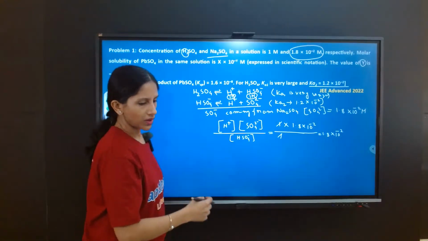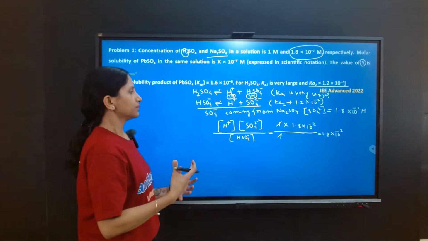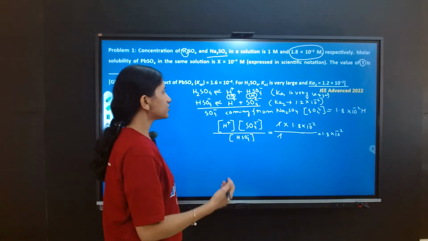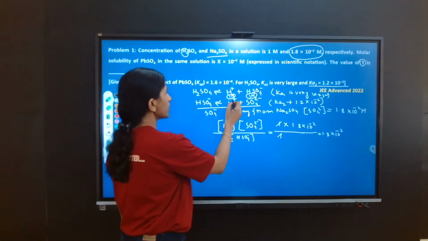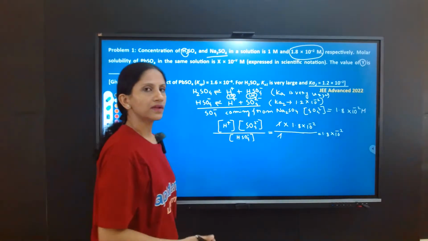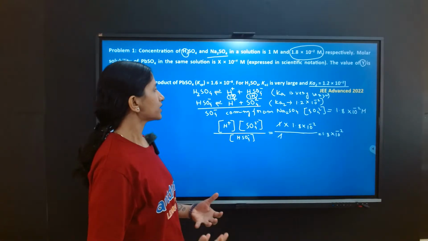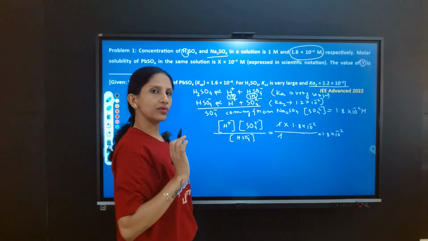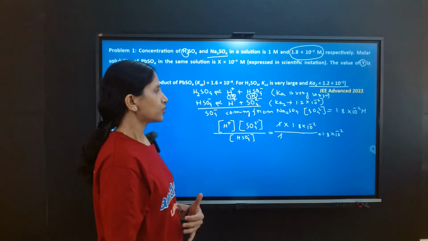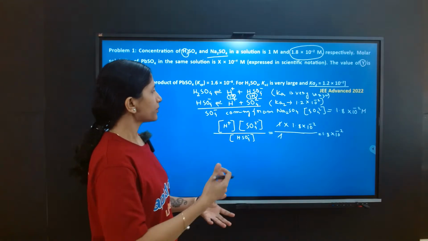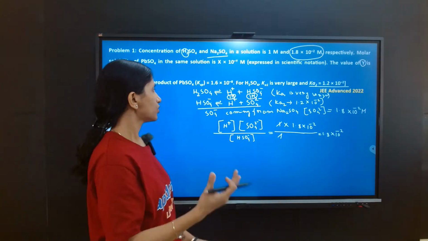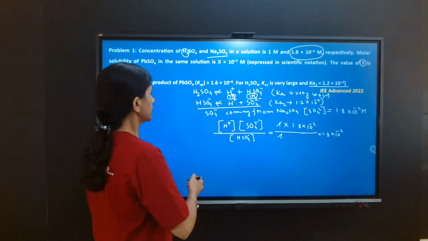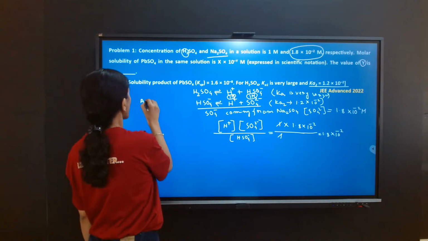Now, from this you can easily comment that instead of dissociation of HSO4 minus into H plus and SO4 2 minus, it will be easier for the association of H plus and SO4 2 minus to form HSO4 minus. So instead of dissociation, association of H plus and SO4 2 minus in order to form HSO4 minus would be energetically favorable.